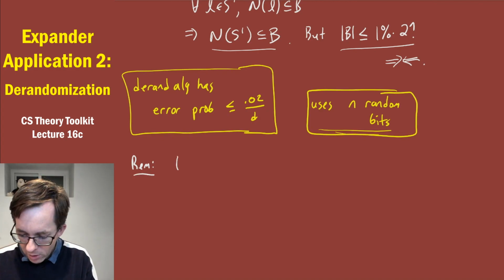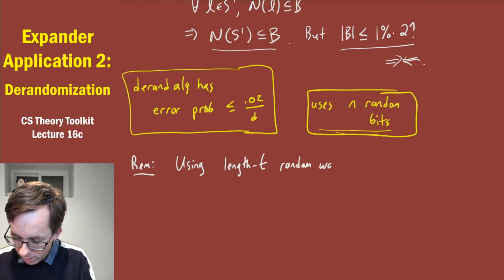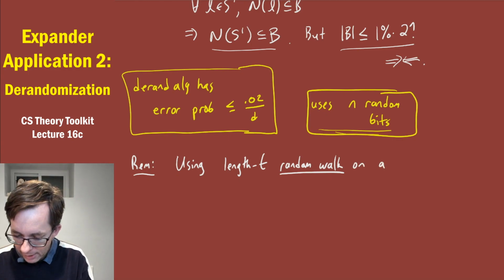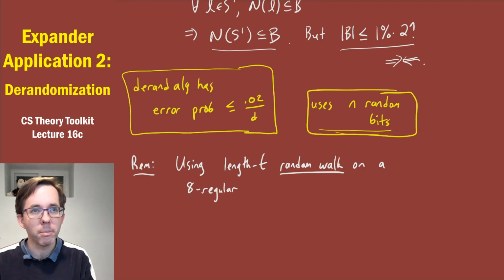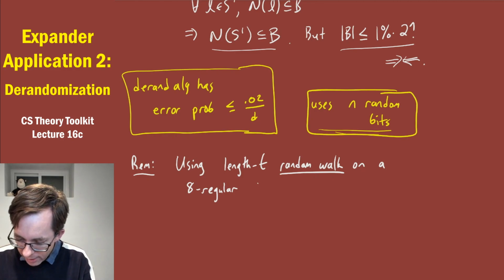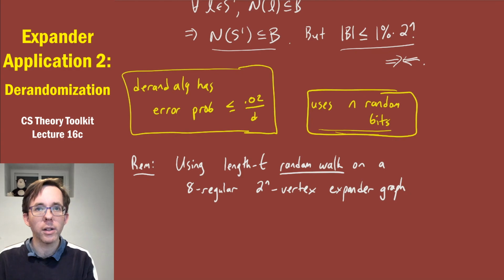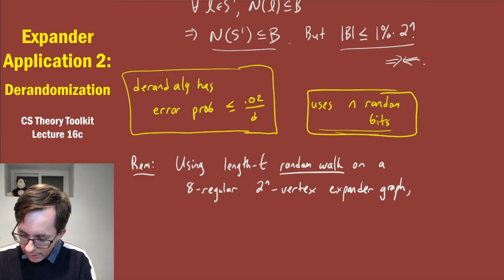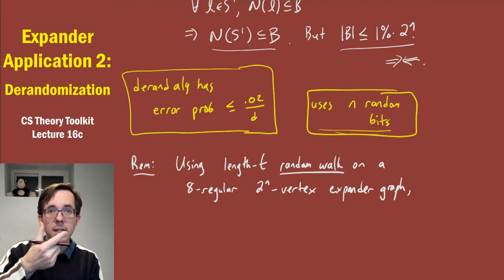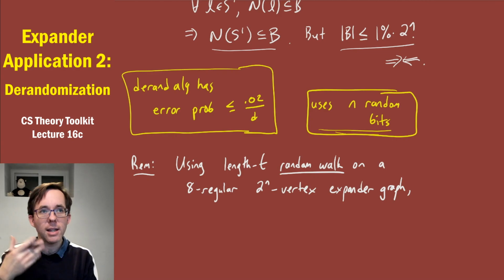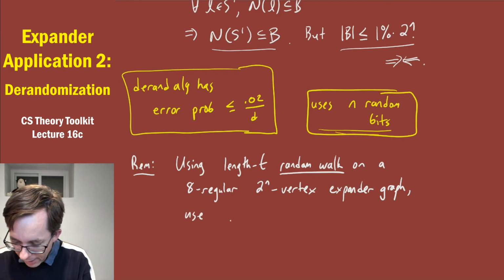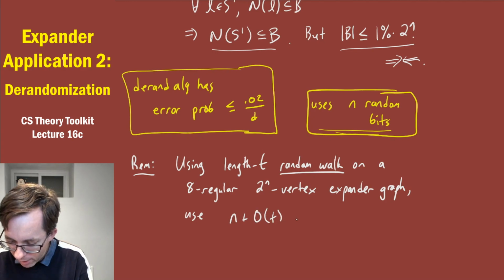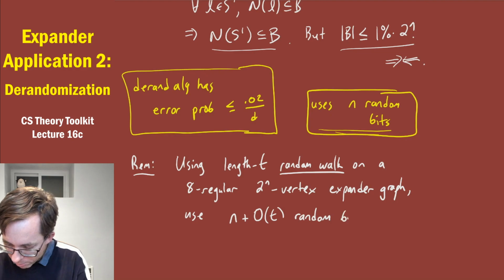So let me write this. Using this idea of a length t random walk on a non-bipartite, let's say 8-regular, just pick that because it's a nice power of 2 bigger than 3, 2 to the n vertex expander graph, for which of course you need a fully explicit expander graph. Again, as you take this random walk, you collect t n-bit random strings, and then you run your randomized algorithm A using each of them and say yes if and only if all of them say yes. You use n plus 3t random bits. Let me just write it as n plus order t random bits.